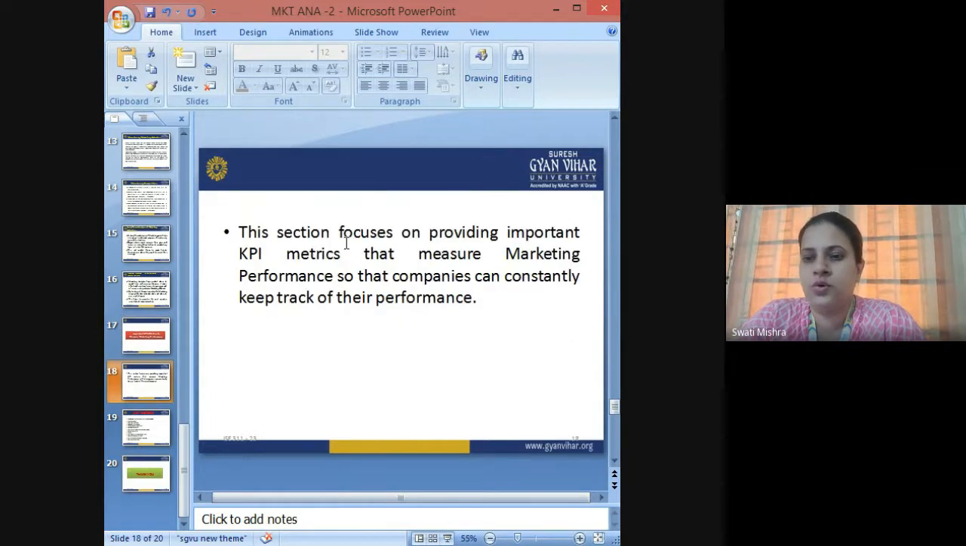So, the further session will focus on providing important KPI metrics that one uses for measuring marketing performance, so that companies can constantly keep track of their performance. They can constantly find out how they have been doing when they have conducted any sort of marketing analytics campaign or any other marketing activity. So for this reason, the KPI metrics are holding a lot of importance these days for multiple organizations who are using data-driven studies and analysis for their marketing campaigns.